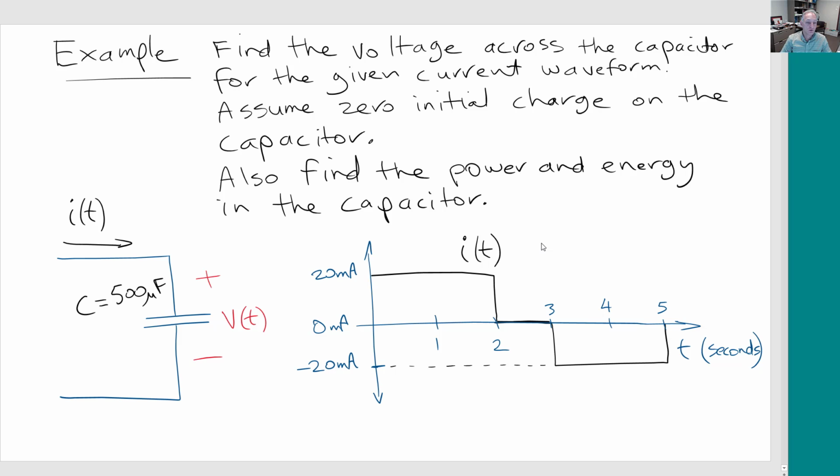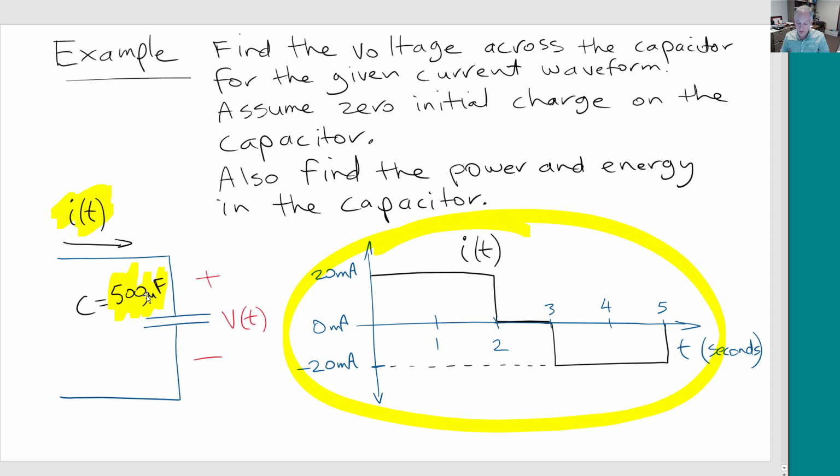Here we're given a capacitor of value 500 microfarads. We're given some current flowing through it, and that's given by this current waveform. So it's showing the current following this funny pattern, like so.